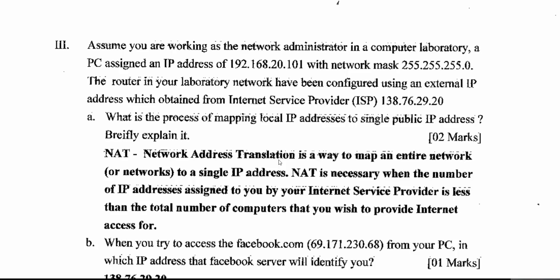Part A. What is the process of mapping local IP address to single public IP address? Briefly explain it. Here, if you see the IP addresses, the IP address which the internet service provider has starts with 138.76 like that, and the IP address assigned for the PC is mentioned as 192.168 like that. So therefore, there are two types of IP addresses here. For the PC, we have private addresses, and for the internet service provider, we have a public IP address. So therefore, we have to map these two, and for the mapping process we use network address translation, which is simply called NAT.